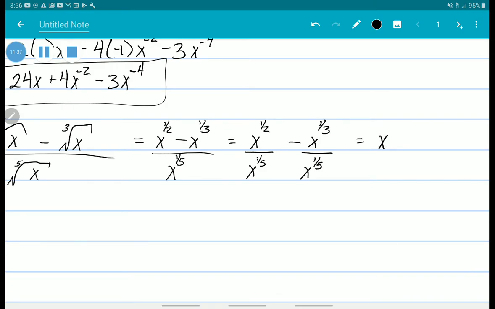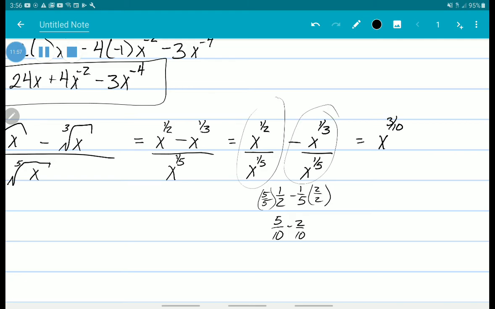So if we use our exponent rules here, we're going to have 1/2 minus 1/5. We need to multiply this by 5 and this by 2 to get that common denominator. So we have 5/10 minus 2/10, which is a 3/10. And then we've got to do the same thing here. So we have 1/3 minus 1/5. Get that common denominator. So now we have 5/15 minus 3/15, and that gives us a 2/15.